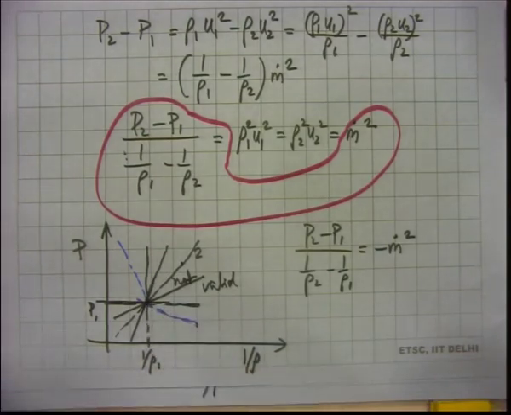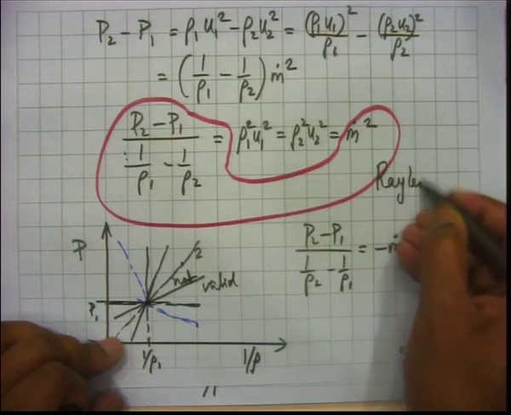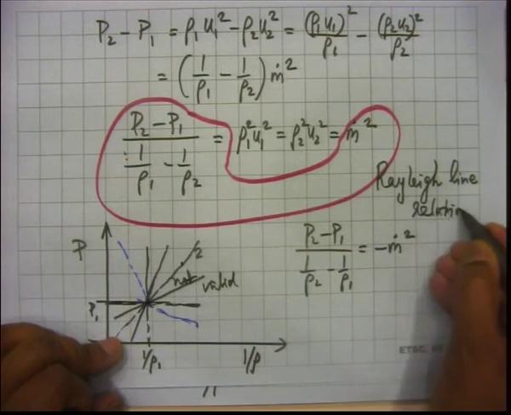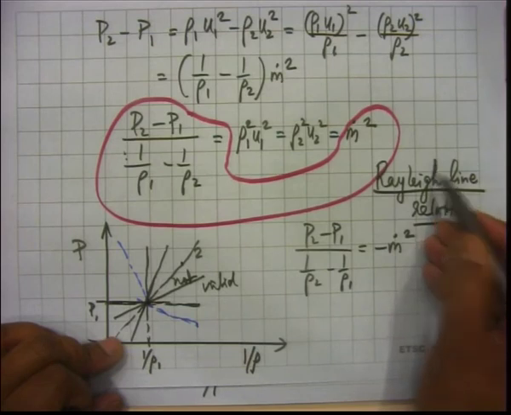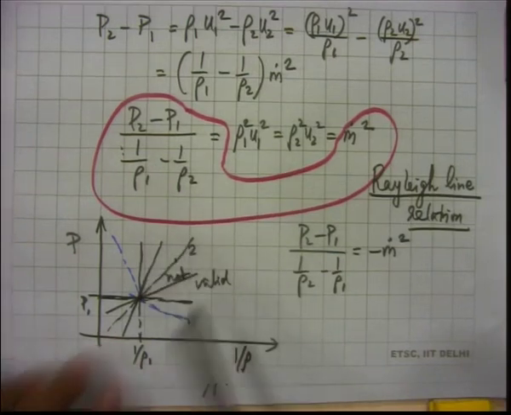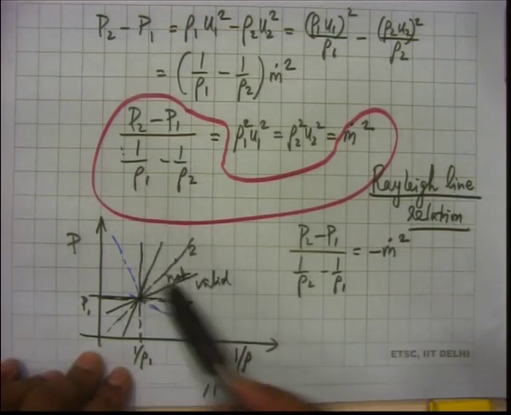So, the combination of these two relations, the mass conservation and the momentum conservation, gives you the Rayleigh line relation. So, already we have learned something. We have learned that state 2 cannot lie in this quadrant. The purpose of our analysis is actually not going to be solving all the equations, but to be able to say something about state 2. So, we have already been able to say that state 2 cannot be in this region.